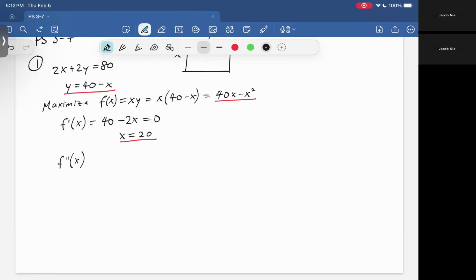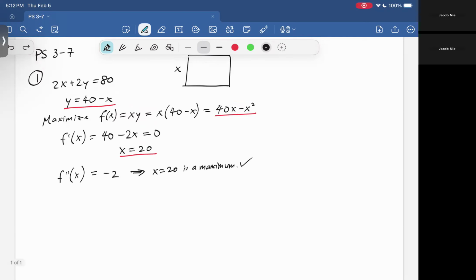The second derivative is going to be negative 2. And so that tells us that x equals 20 is a maximum. Right? Because anytime we have a concave down, the critical point will be a maximum. Okay, so once we've found x equals 20, what remains is that we're going to want to find the other side length, which is going to be 40 minus 20, which is 20. So our final answer, the length and width are both going to be 20.